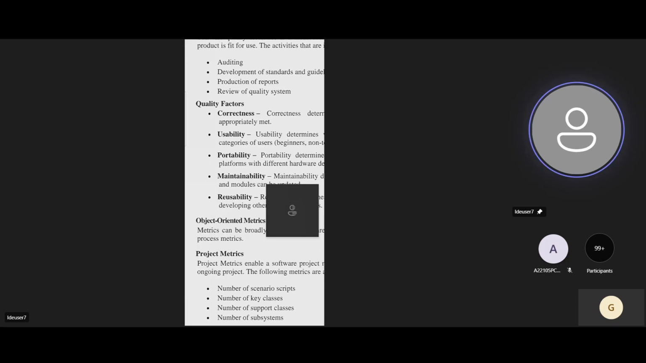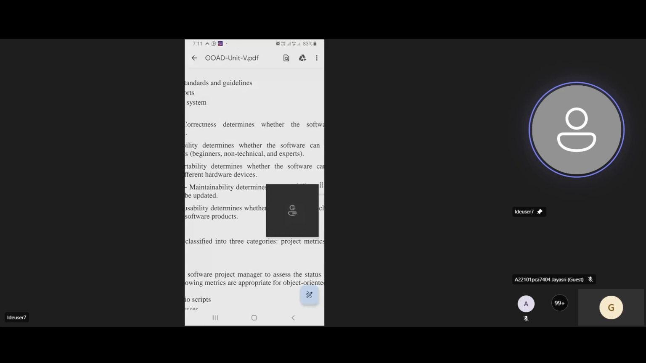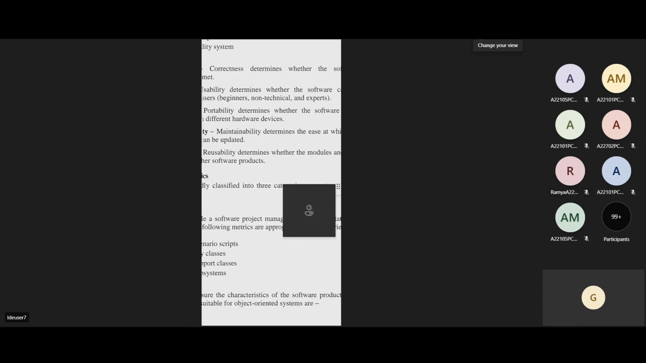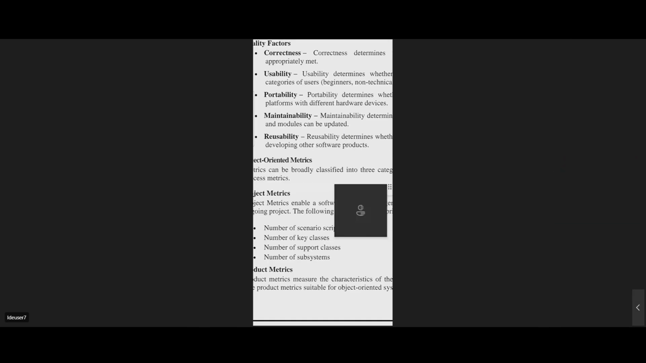What do you mean by correctness? Correctness determines whether the software representation is appropriately matched. Usability determines whether the software can be used by different categories of users, that is, they may be beginners, non-technical or experts. Portability determines whether the software can operate on different platforms with different hardware devices. This is called portability. So what about maintainability? Maintainability determines the ease with which errors can be corrected and models can be updated.